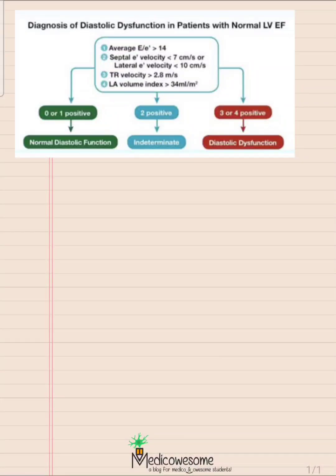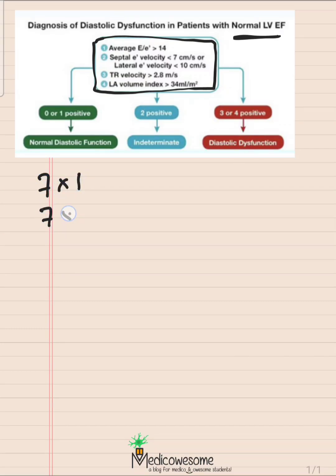Hi everyone. A friend of mine asked me how I remember the diastolic dysfunction criteria, and so here's my memory aid for it. I kind of remember all of the numbers in the criteria, and so this is for patients with normal LVEF. I'll make another video on patients with depressed LVEF or in patients who you suspect have diastolic dysfunction. But the way I remember the numbers is I think of the seven times table, right?